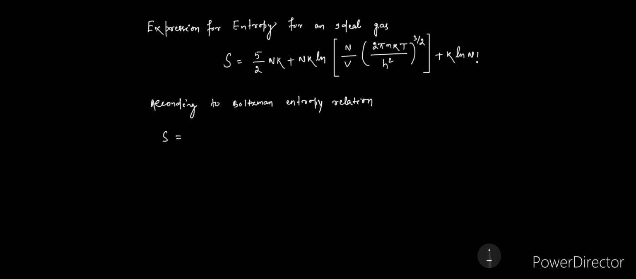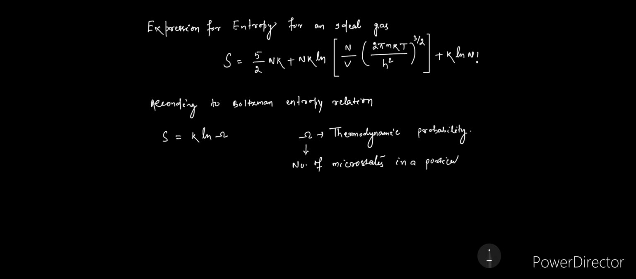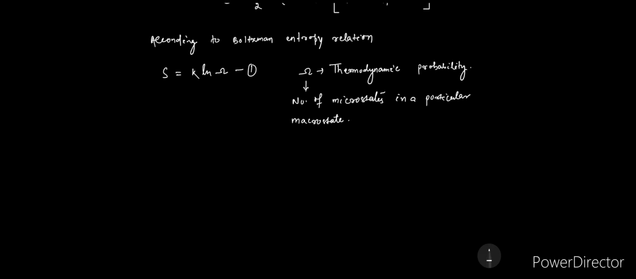entropy S is given by S is equal to k ln omega. Here omega is the thermodynamic probability, means the number of microstates in a particular macrostate. So let us give this as equation 1. So first of all let us calculate this term, that is ln omega.